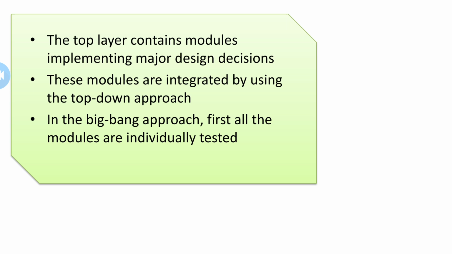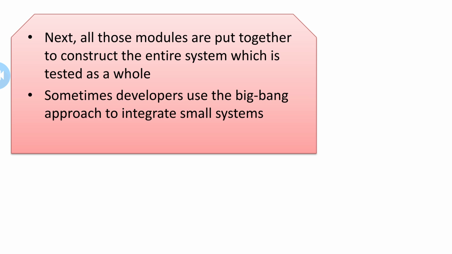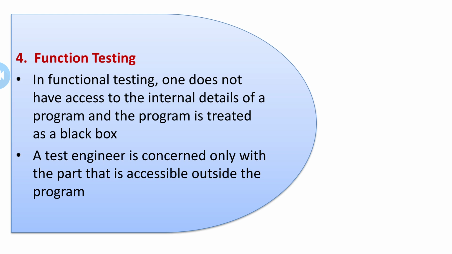In a big bang approach, first all the modules are tested individually, not together but individually. Next, all these modules are put together to construct the entire system, which is tested as a whole. The whole system is tested. Sometimes developers use this big bang approach to integrate a small system.